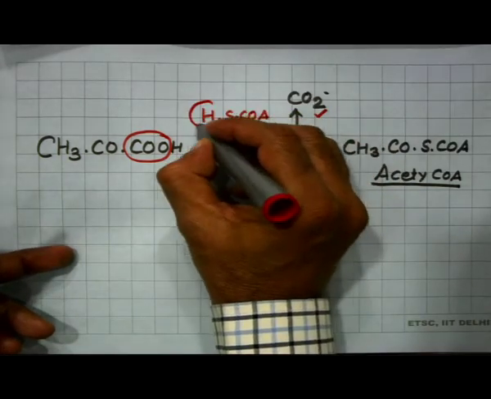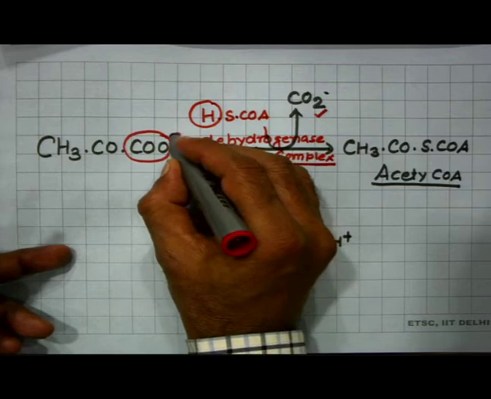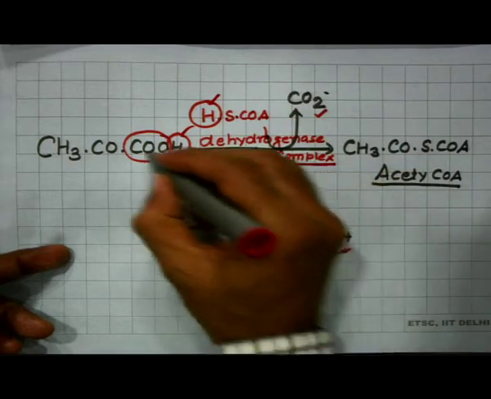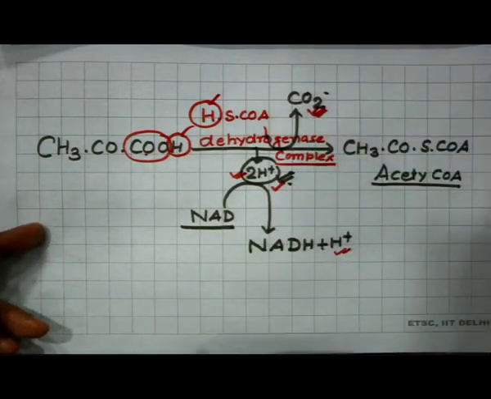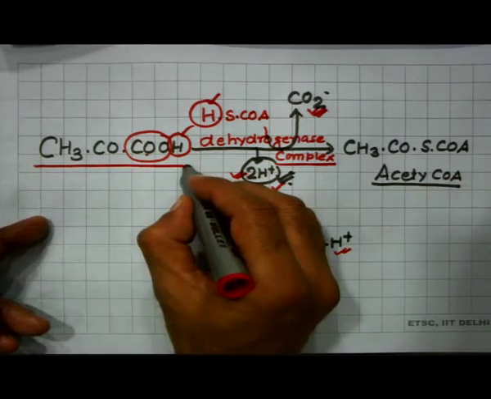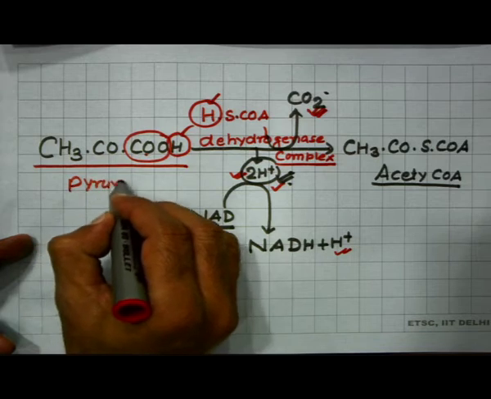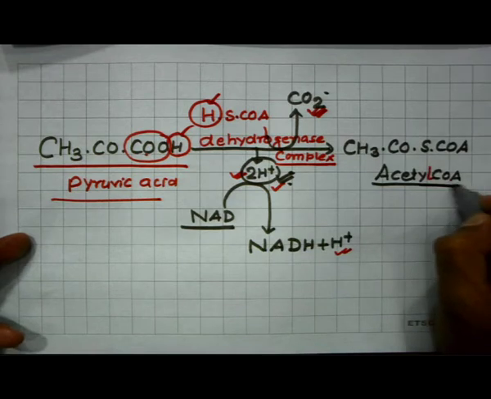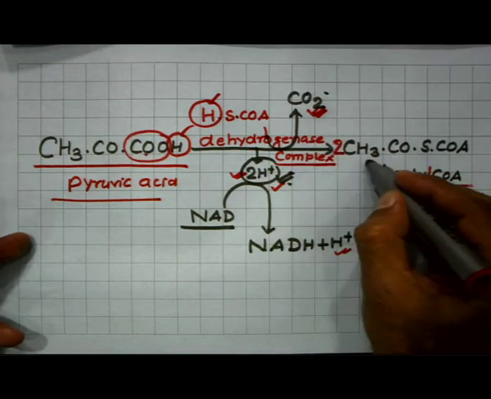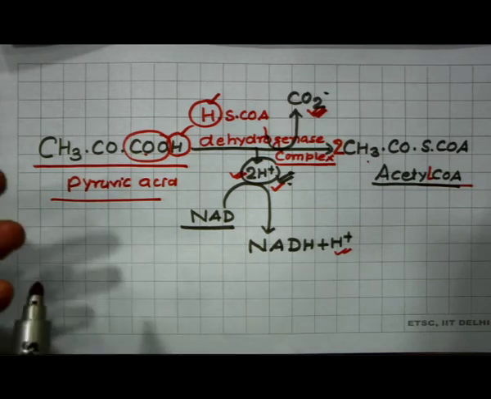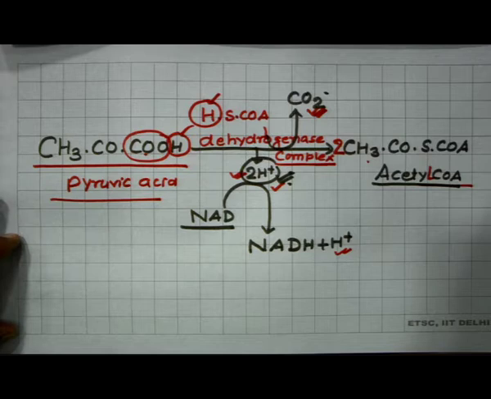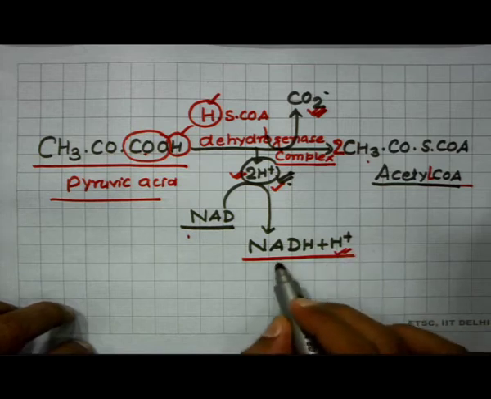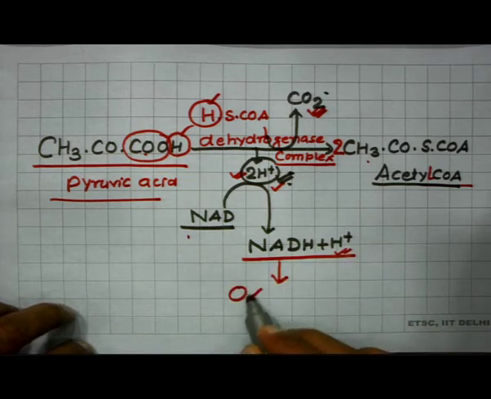This hydrogen and this hydrogen are used here, this 2H, and the carbon dioxide is going to be released. So, the product from the pyruvic acid is now converted into acetyl coenzyme, 2 molecules of acetyl coenzyme. This acetyl coenzyme is now able to enter into the mitochondria, and this NAD and NADH2 is used in oxidative phosphorylation.